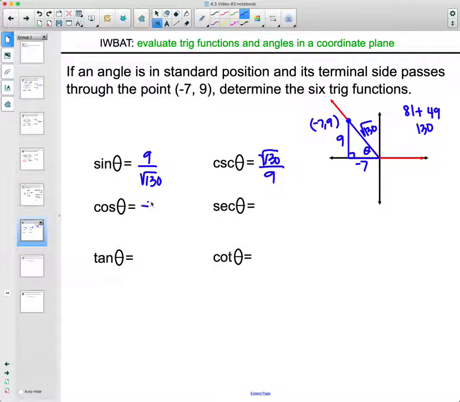Cosine would be adjacent, negative 7 over hypotenuse square root 130. So then secant is going to be the flip of that. Tangent is going to be opposite, which is 9, over adjacent, which is negative 7. So cotangent is going to be the flip of that. So they give you an ordered pair. You can draw a triangle with those as your x and your y coordinates, or your legs of that triangle. Solve for the missing side and then fill them all in.